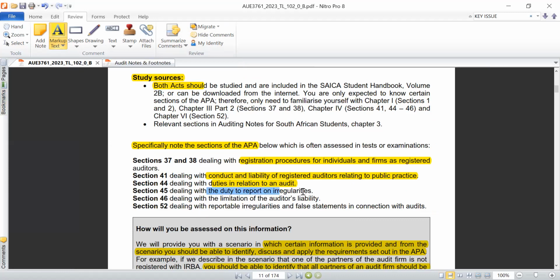Yeah, we're together. Perfect. The duty to report on irregularities.